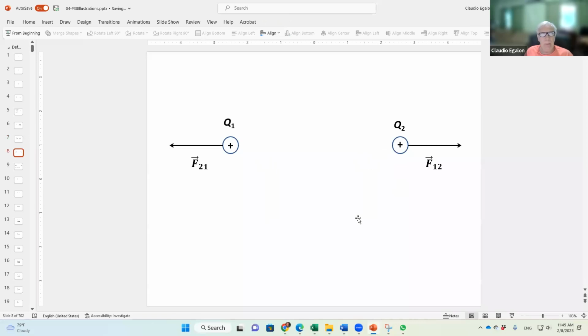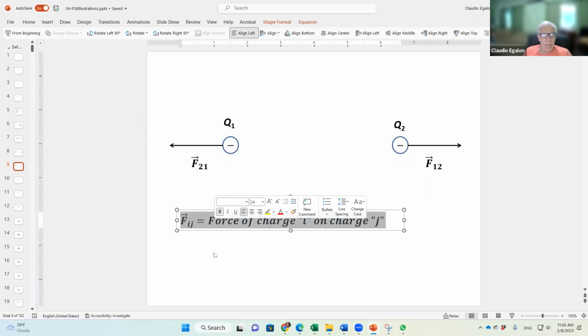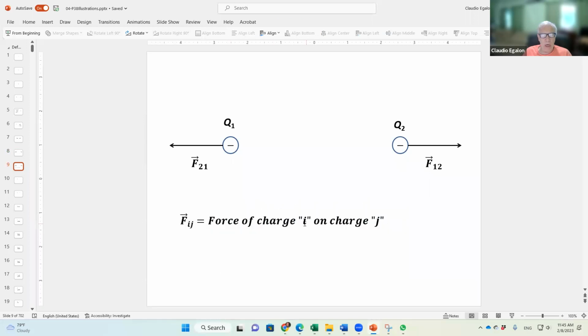The same thing for charges of the same sign. Well, they repel each other, right? But we also can go through the same treatment, coming up with the free body diagram for each of those separately. And here's my notation: force of charge i on charge j, F_ij.